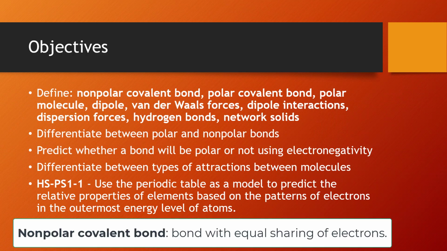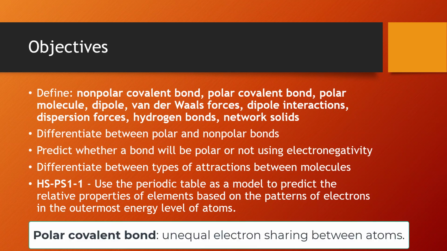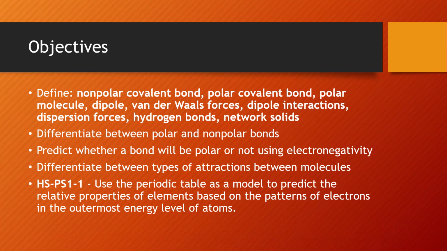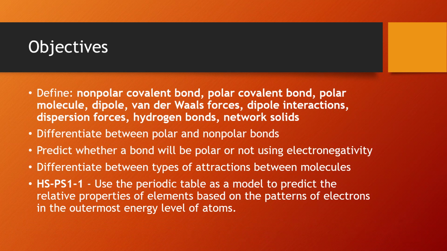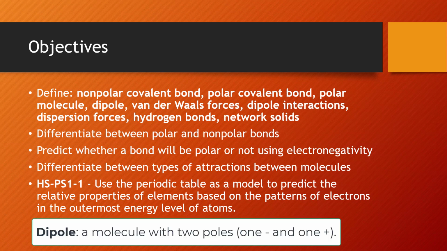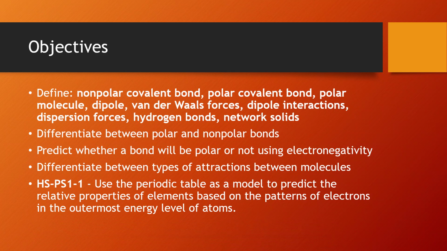Be able to define nonpolar covalent bond. This is where electrons are shared equally between the atoms. Polar covalent bond. Well, obviously, this is where electrons are shared unequally between atoms in a covalent bond. Polar molecule. A polar molecule is a molecule with polar bonds, making one end slightly negative and one end slightly positive. What's a dipole? Well, it's a definition of one of those ends. So one of those two poles in a polar molecule, with a slightly positive charge or a slightly negative charge.